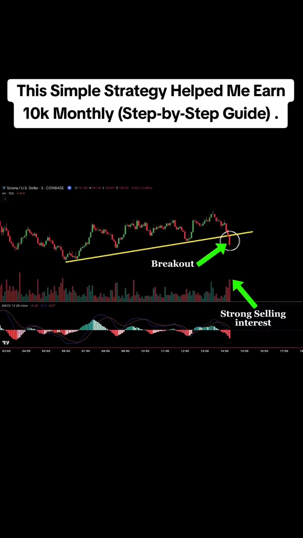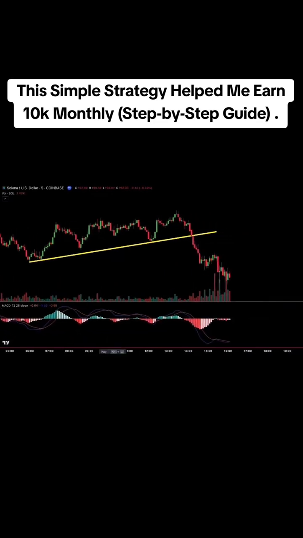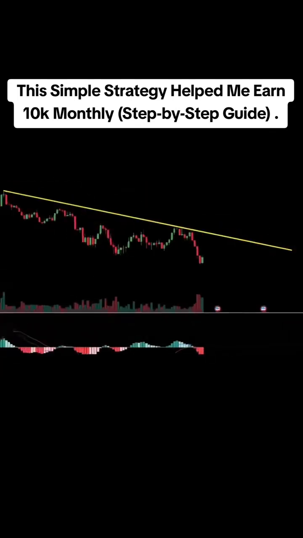Now, what about institutional traders? Let's see if their algorithms are active. Look at the MACD indicator. The MACD line crossed below the signal line, confirming bearish momentum. What happened next? The market dropped significantly, proving this was a strong sell setup.